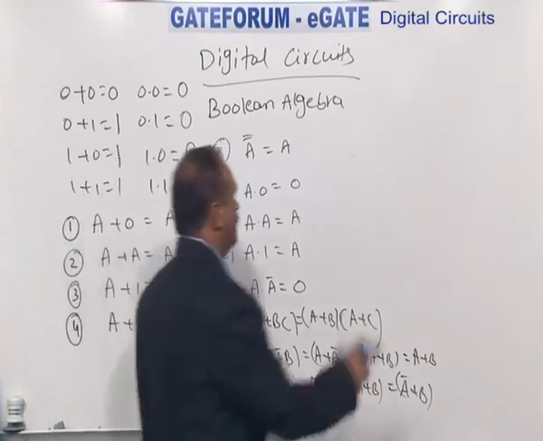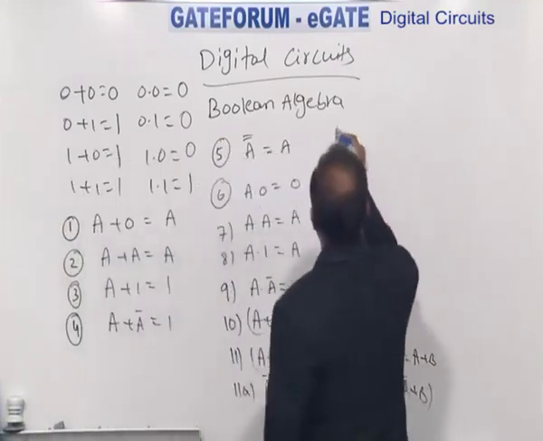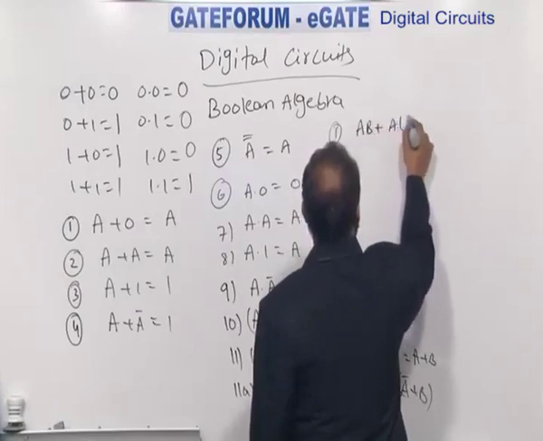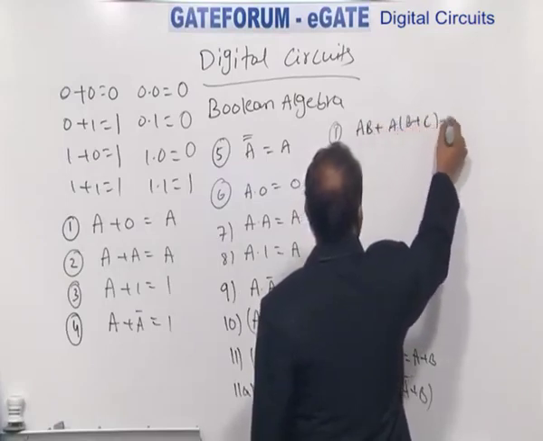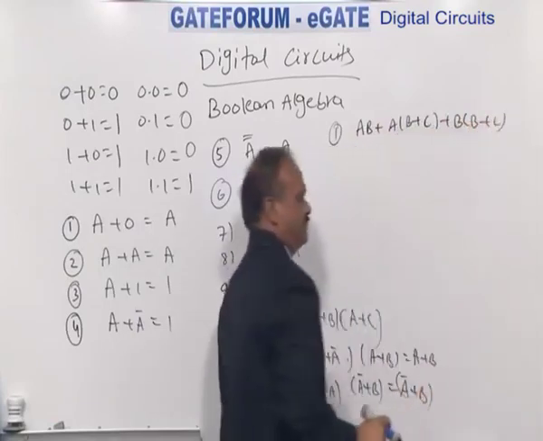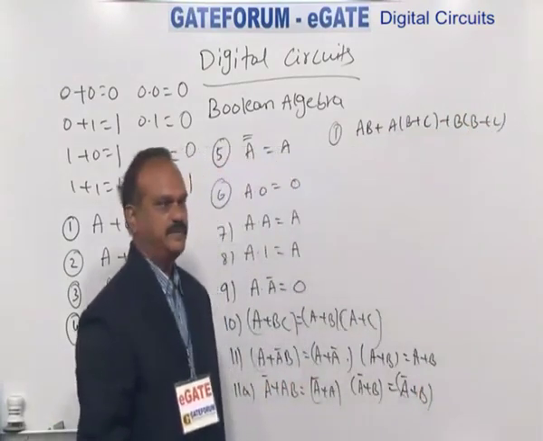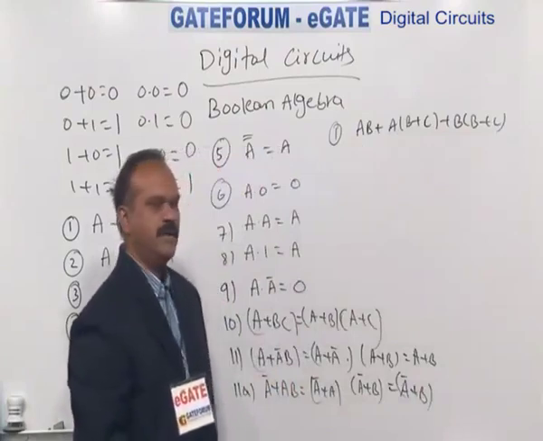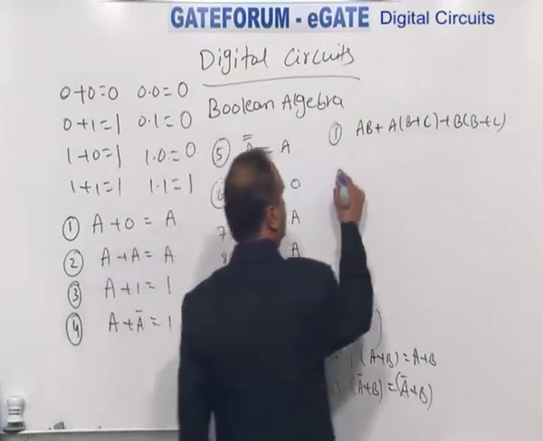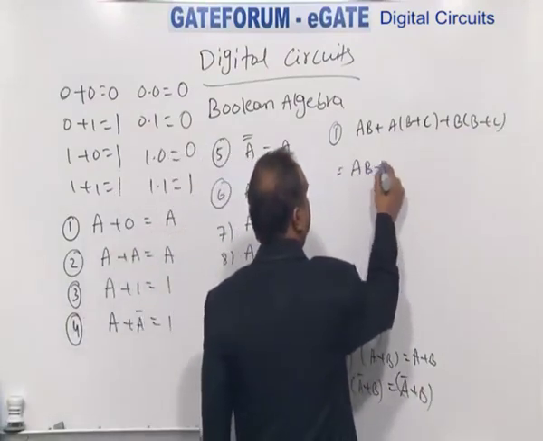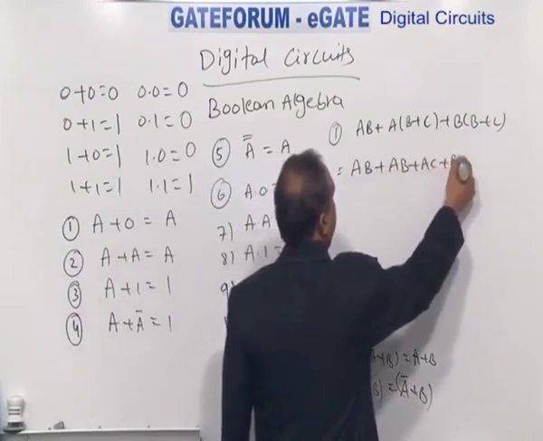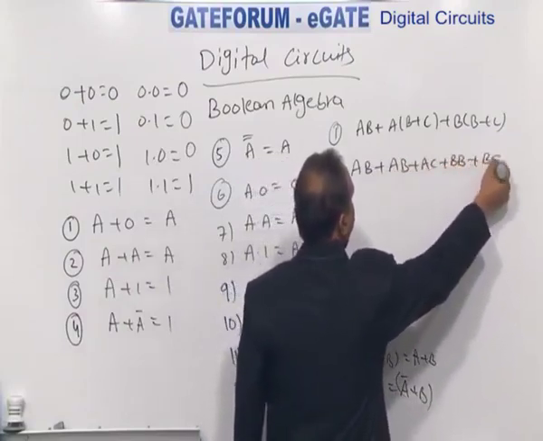Now let us solve some problems. AB plus A into B plus C plus B into B plus C. Let us simplify this. AB plus A into B plus C and B into B plus C. This is AB plus AC plus B into B plus BC.